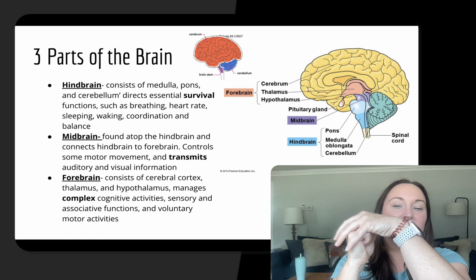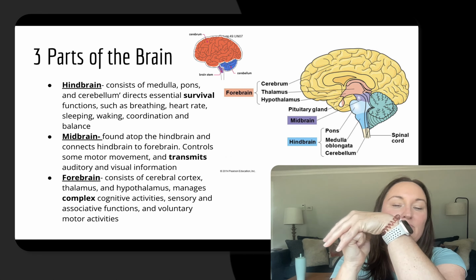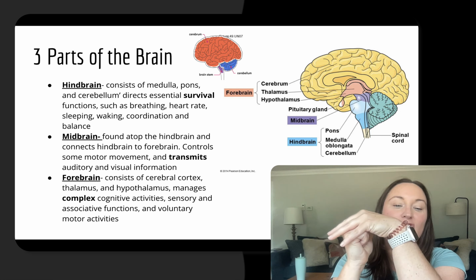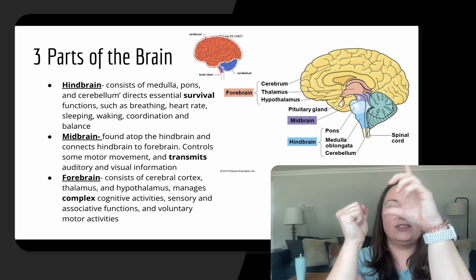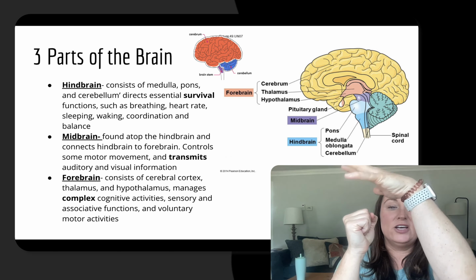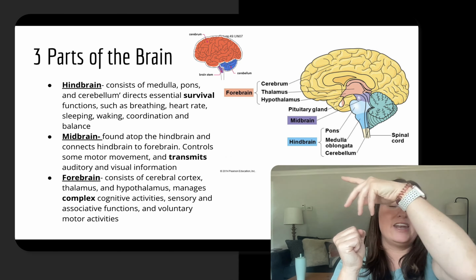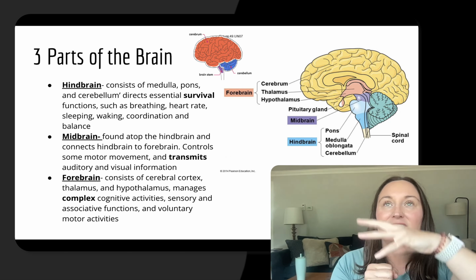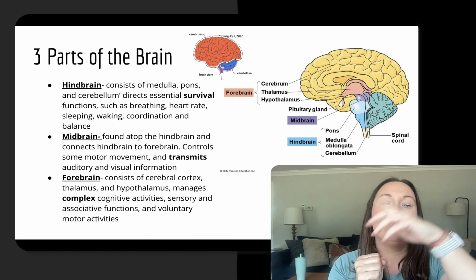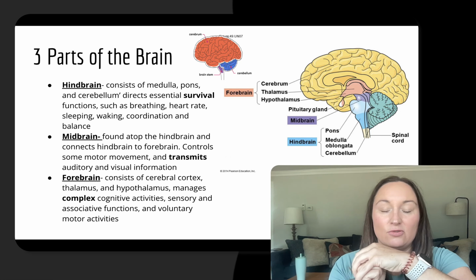Next, go like this. This is the transmitter. This midbrain transmits the information from the spinal cord, brainstem, hindbrain area, to the midbrain, and then from there, it takes that information and sends it to the forebrain. It determines where that information goes. What part of the forebrain does it go to?